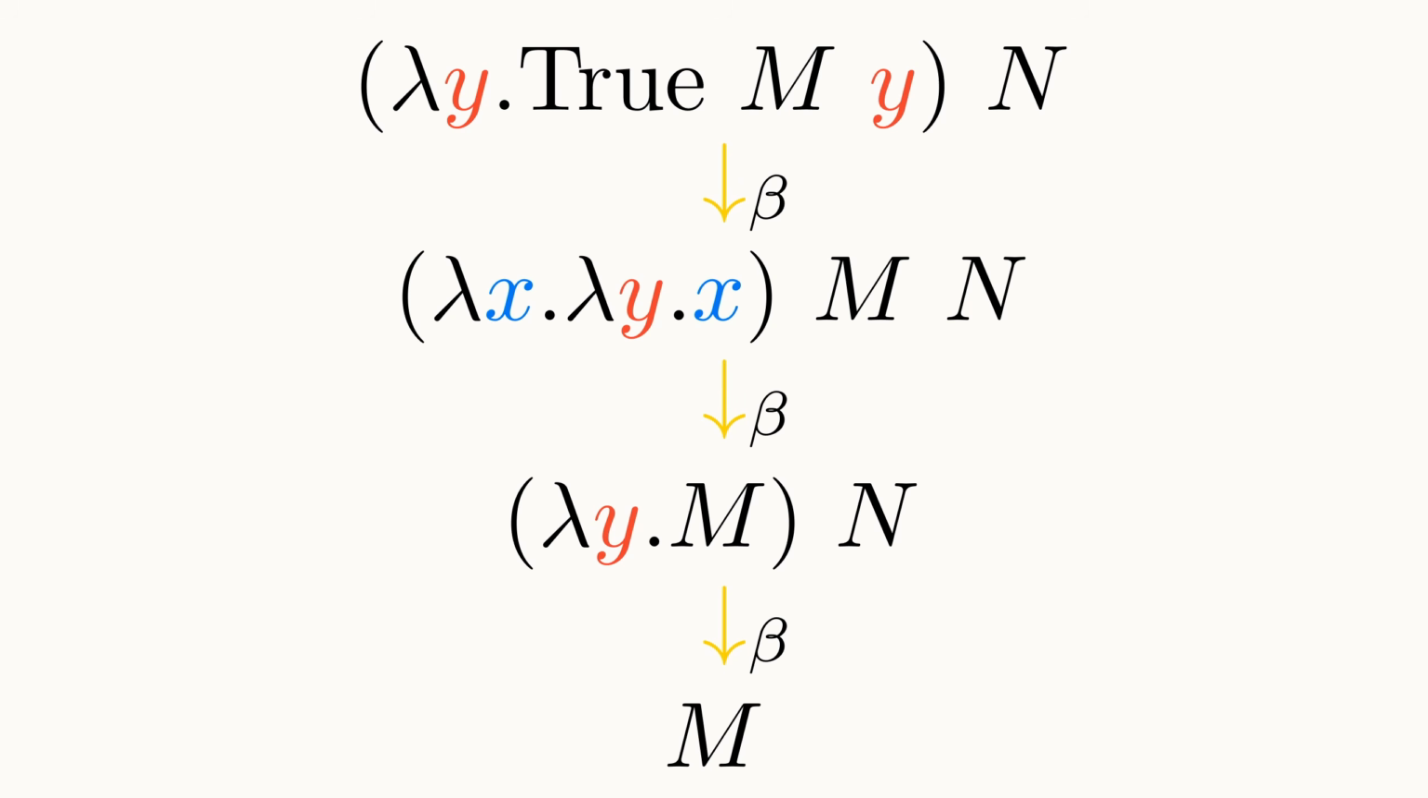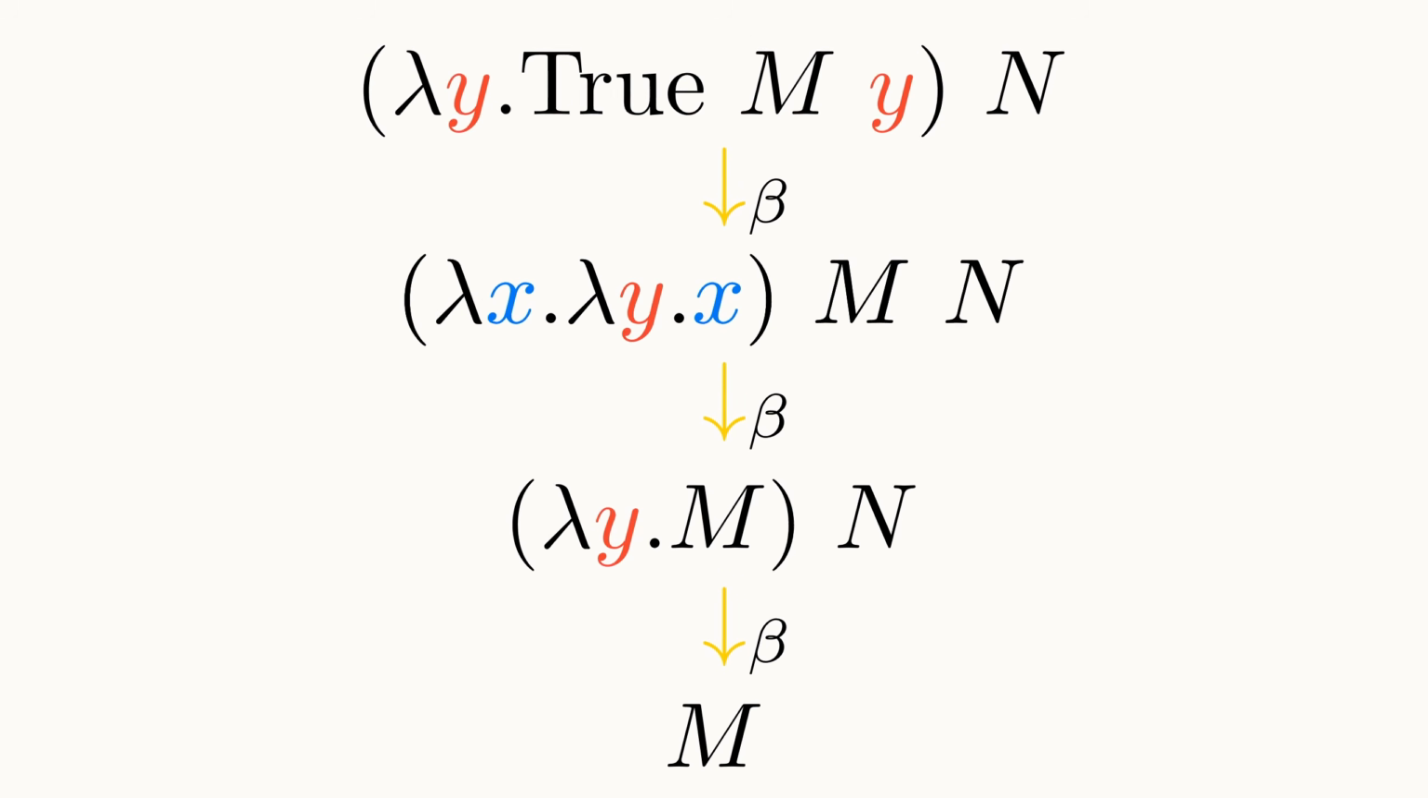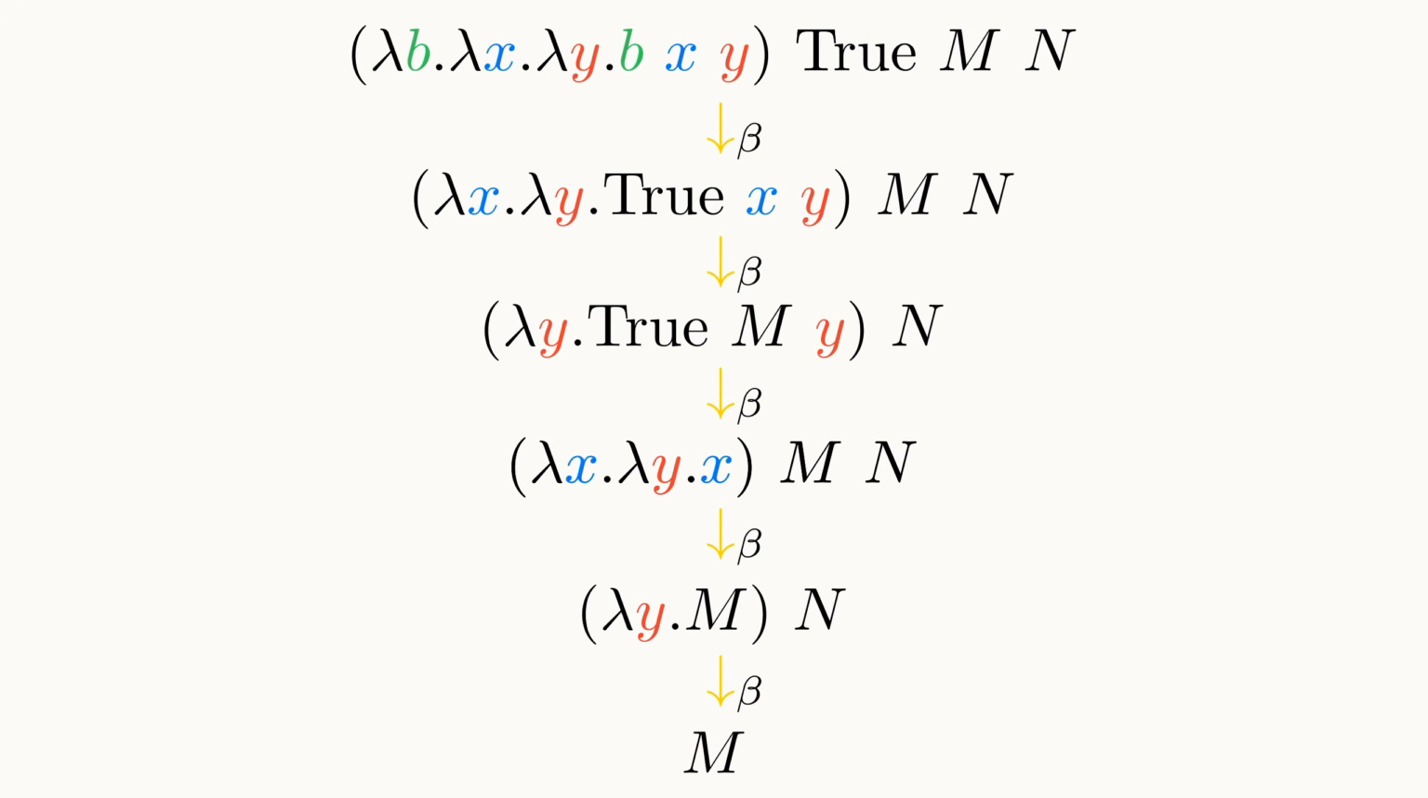So after all that, we've ended up with our if statement with the Boolean input true and the inputted terms m and n outputting the first term, m, exactly as we expected it to do. Try plugging in false to our if statement and verify that it returns n this time.